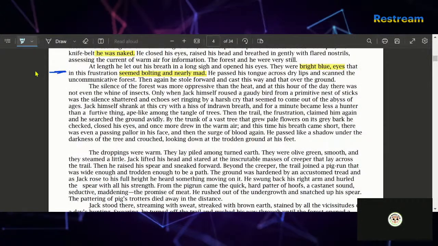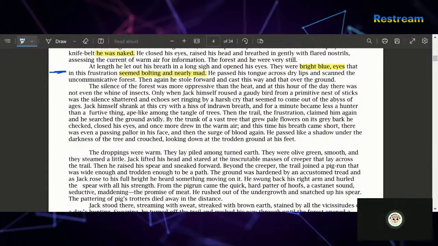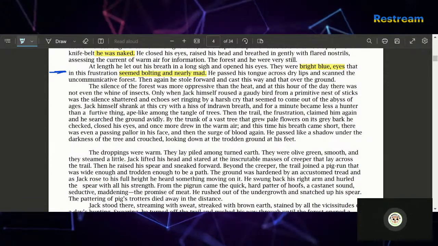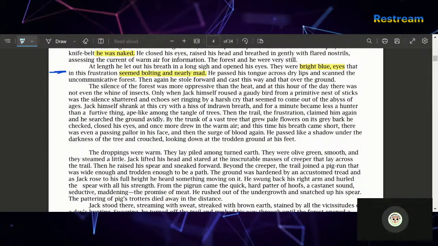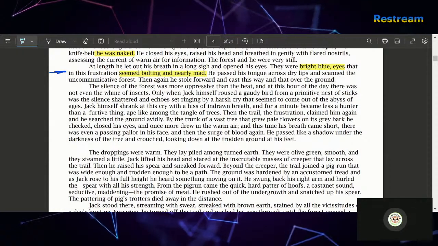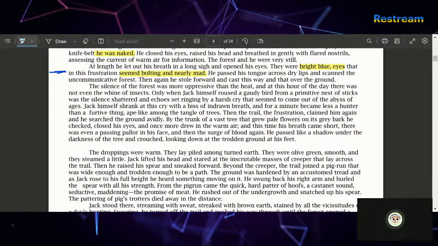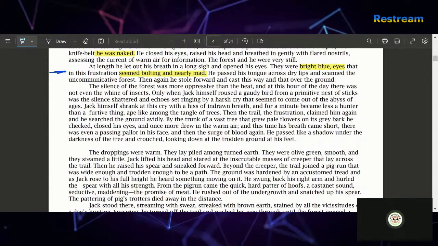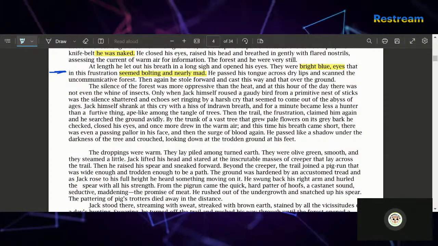So, he passed his tongue across dry lips and scanned the uncommunicative forest. Then again he stole forward and cast this way and that over the ground. The silence of the forest was more oppressive than the heat, and at this hour of the day there was not even the whine of insects. Only when Jack himself roused a gaudy bird from a primitive nest of sticks was the silence shattered, and echoes set ringing by a harsh cry that seemed to come out of the abyss of ages.